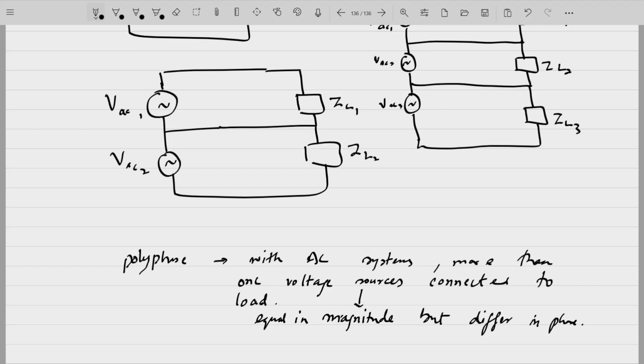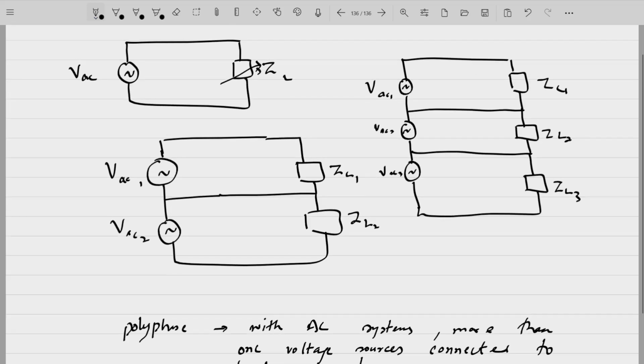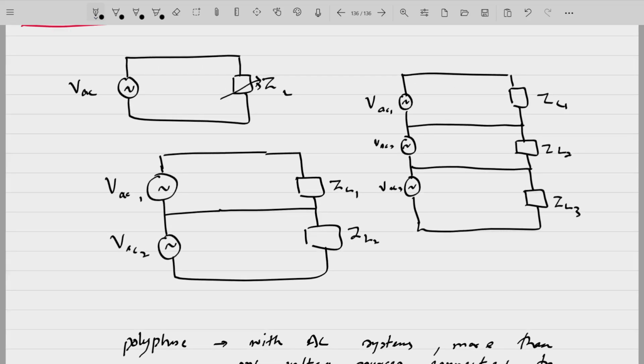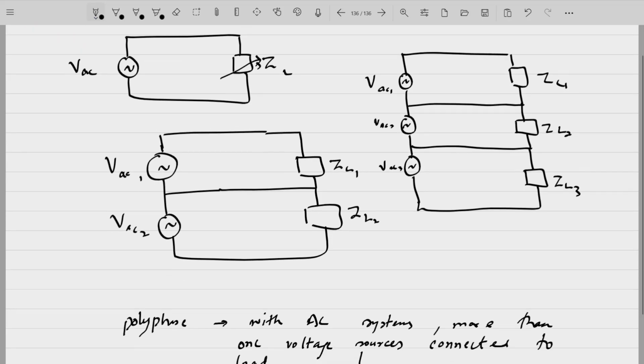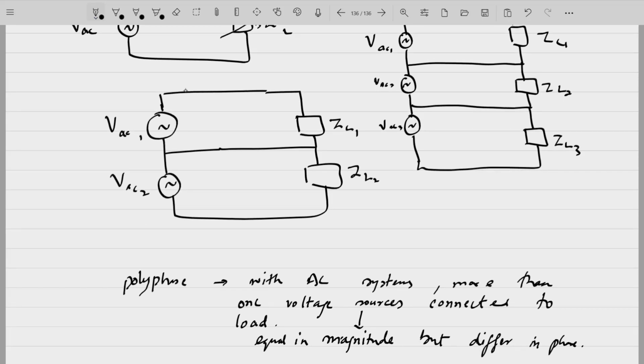So, for example, in case of a two-phase system, normally these two voltage sources will be lagging each other by a phase difference of 90 degrees. In a three-phase system, we have these voltage sources lagging each other by 120 degrees. And also you can see that with a single phase you have a two-wire system, with a two-phase you have a three-wire system.